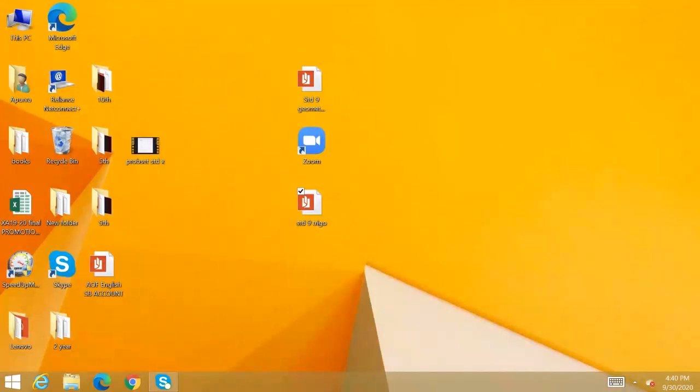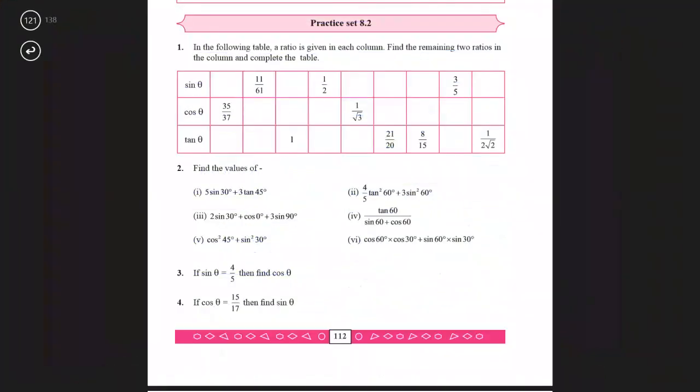Now, if you look at the exercise 8.2, we have done question number 1. We have done the first and the third one. I have told you the sums which have got deleted. So those you don't have to do. The remaining you will do it.